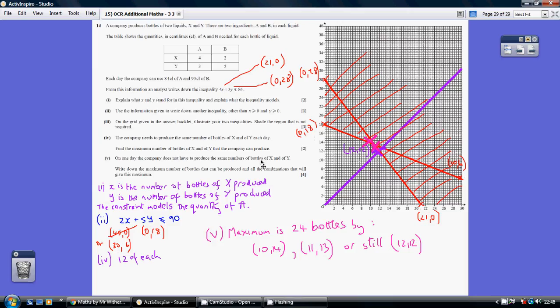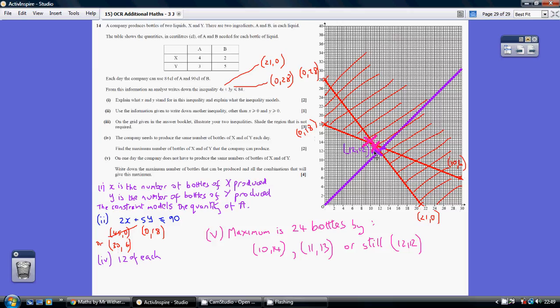So for part 4, the company needs to produce the same number of bottles of x and y each day. So find the maximum numbers of x and y that the company can produce. So we need x equaling y, so I've drawn in the line x equals y here to help me, going through (2, 2), (4, 4), (6, 6), (8, 8) and so on.